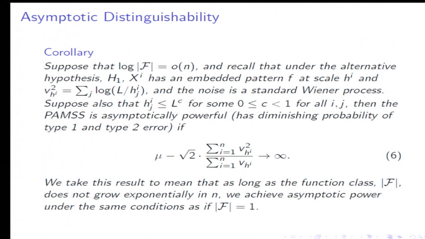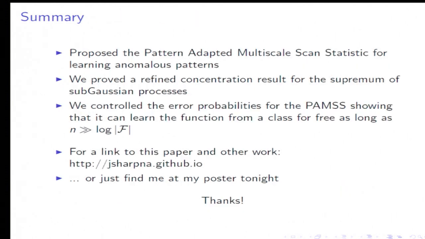And the main takeaway from this, in terms of our power analysis, is that we get asymptotic distinguishability under the same conditions that we would get as if we assumed that the size of our function class was 1. Right? So that's the main point, is that we can do just as well as if we had a single function that we were scanning, even if this log number of functions increases almost like n. Okay, so that's it.